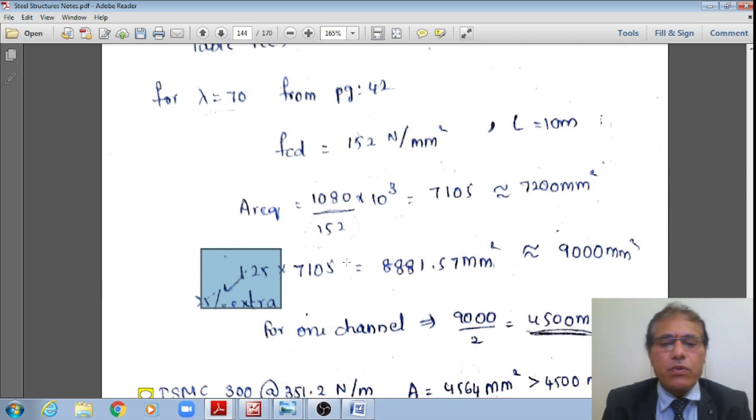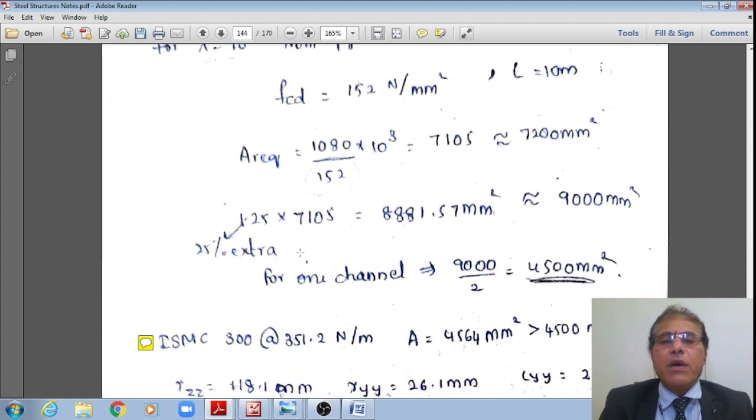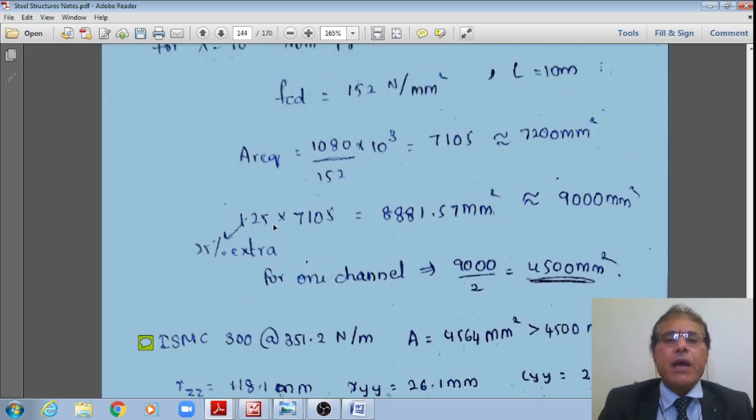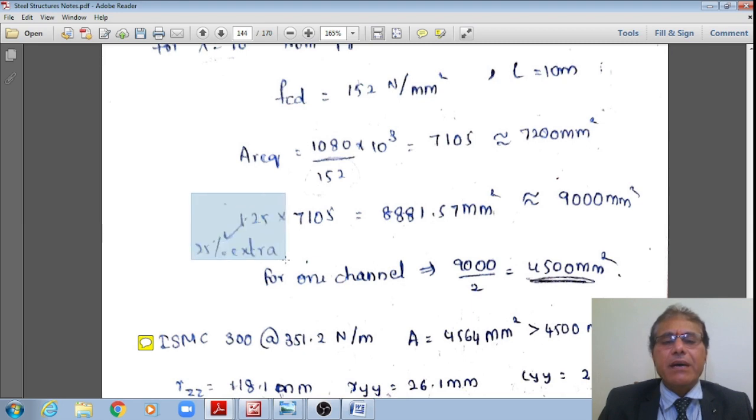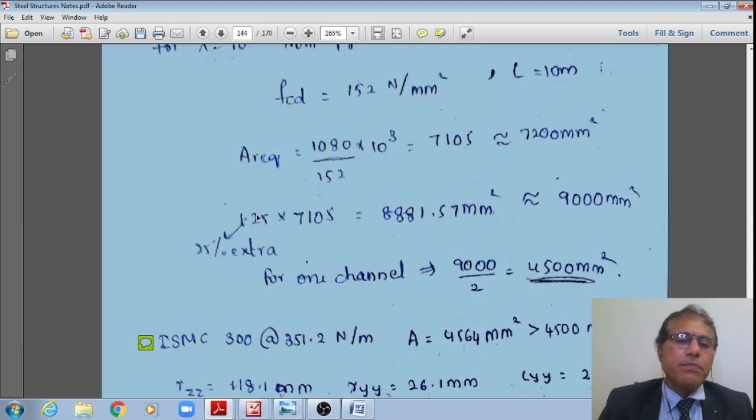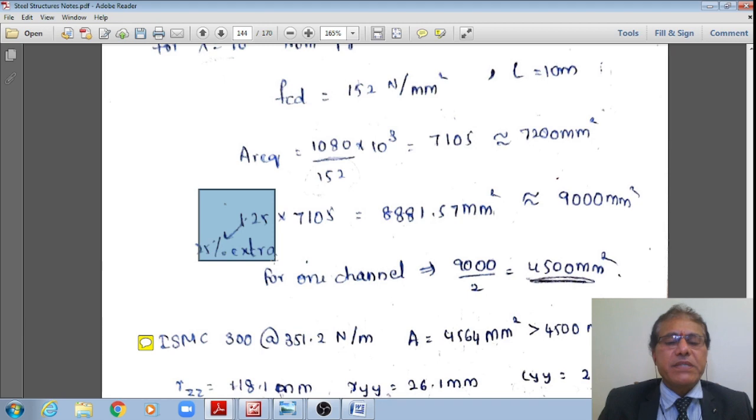7236 multiplied by 25 percentage. Now it is working out roughly 9046 mm square. Therefore, for each of these sections, 9046 divided by 2 works out approximately 4523 mm square. Say approximately 4500 mm square. I'm just increasing the area by 25 percentage, but as a student, you please increase this by 50 percentage.